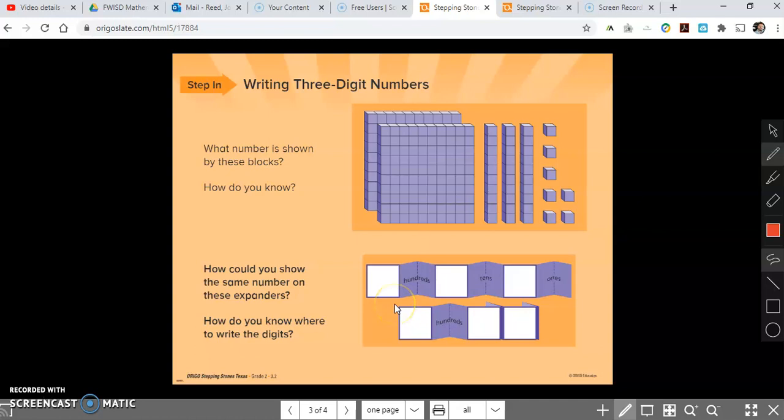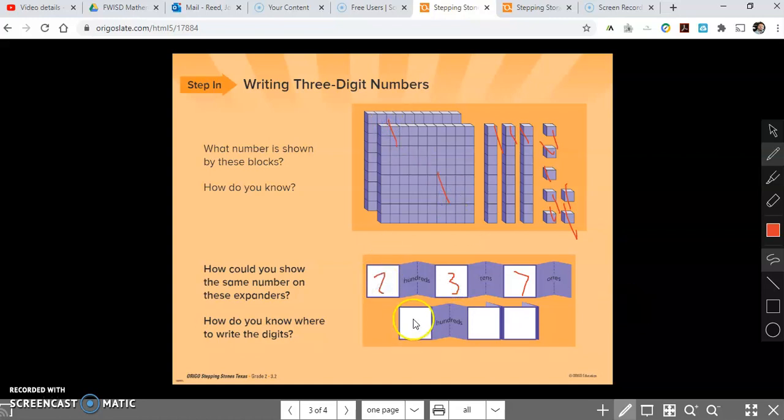Let's go ahead and work a little bit further. We just did this on the page beforehand, but let's do it one more time. So how many ones do we have? How many units do we have? 1, 2, 3, 4, 5, 6, 7, right? How many tens? 1, 2, 3. How many hundreds? 1, 2.